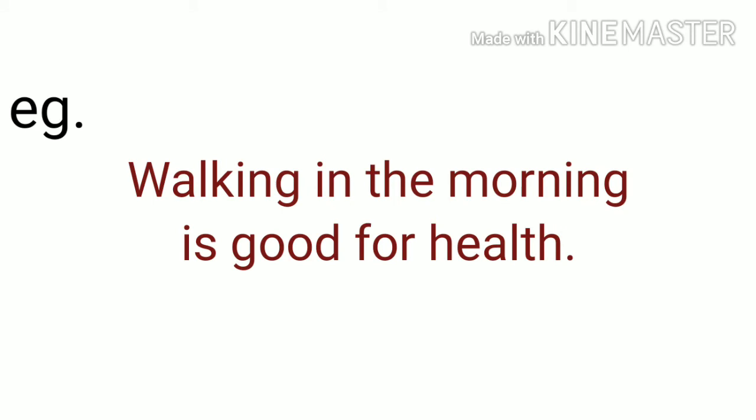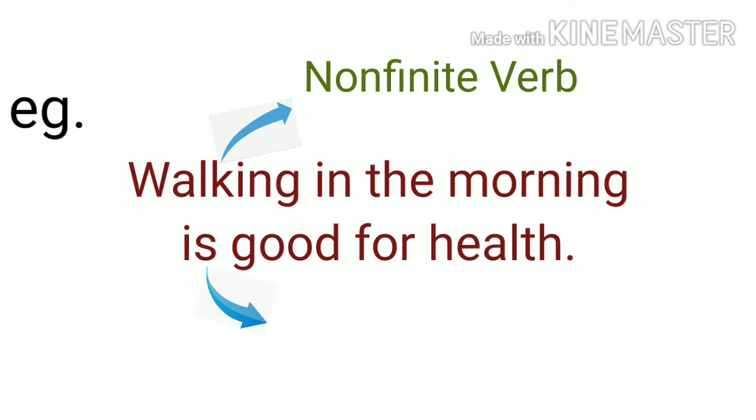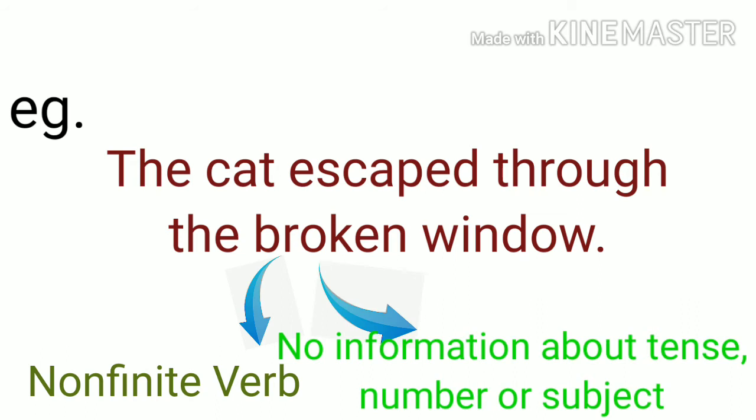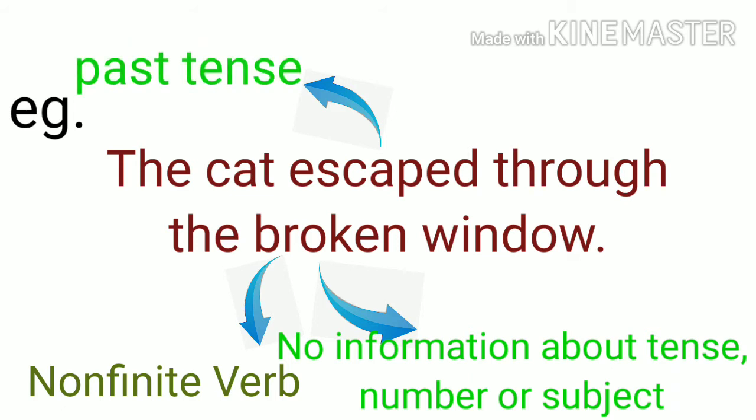Similarly, in the second example, the sentence which says walking in the morning is good for health. In this case, I said that walking is not a finite verb. However, the word is tells us about the tense of the sentence. Similarly, the third example, the cat escaped through the broken window. The word broken is an example of a non-finite verb. This sentence too has another finite verb, that is escaped. Escaped is the past form of escape. Hence, we come to know from this word that the sentence is in past tense.